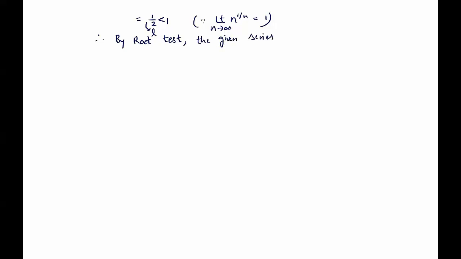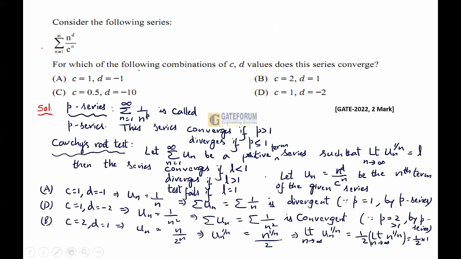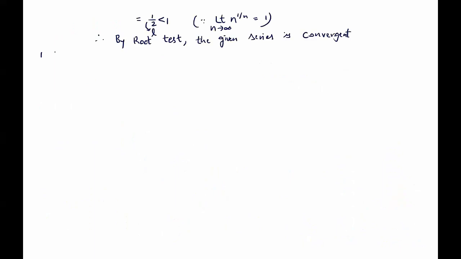The given series is convergent. Now option B. Option B is over. Option C: c is equal to 0.5, comma d is equal to minus 10.